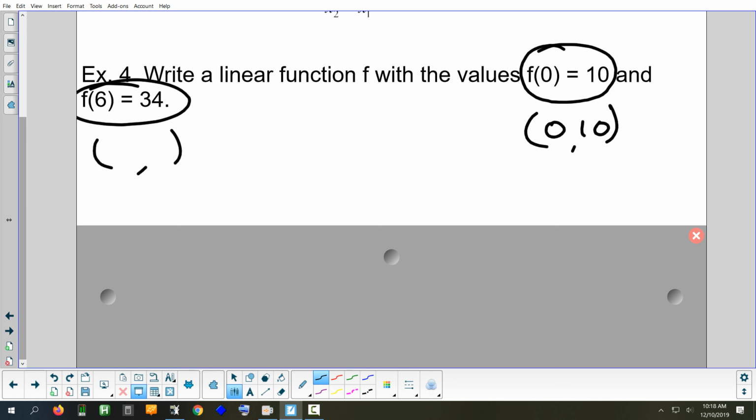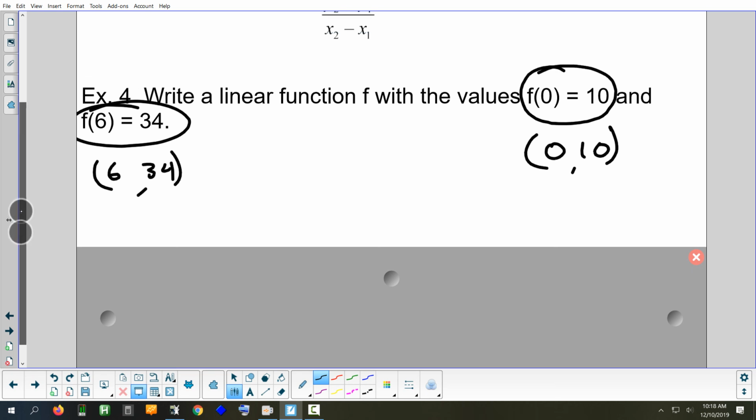And anyone think they can tell me what that coordinate is? Yeah. 634. If you recognize that those are just coordinates, now you can do this problem just like the last one. Okay? I'll write down what we just did there, just to explain it. But that's all you're going to have to do.